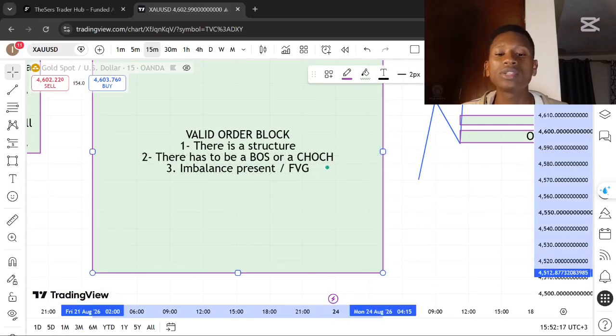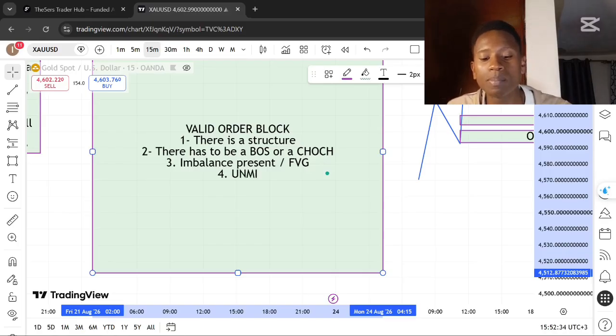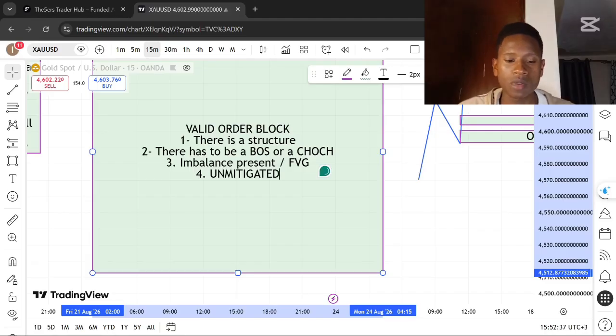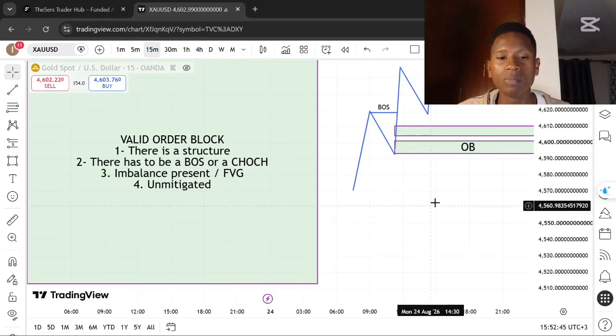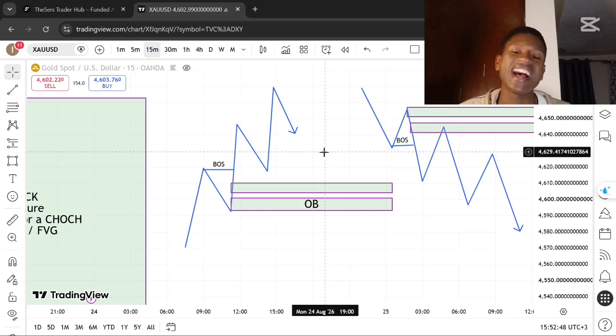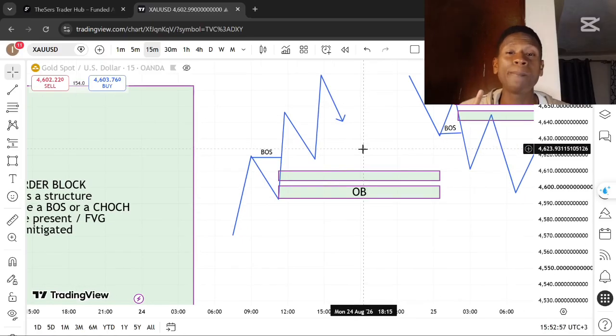The fourth confirmation, or rather the fourth confluence that you're supposed to check to ensure that your order block is actually valid, is something we call unmitigated. It should not be mitigated. Your order block should be unmitigated. What do I mean by it should be unmitigated? Saying that your order block should not be mitigated means that it should not be touched at any particular point.